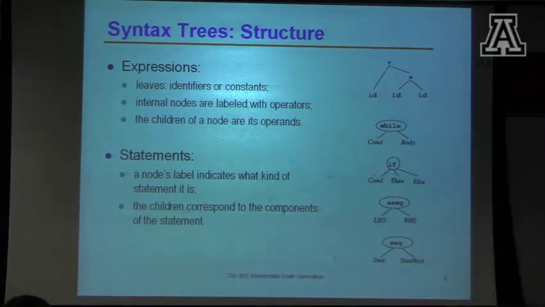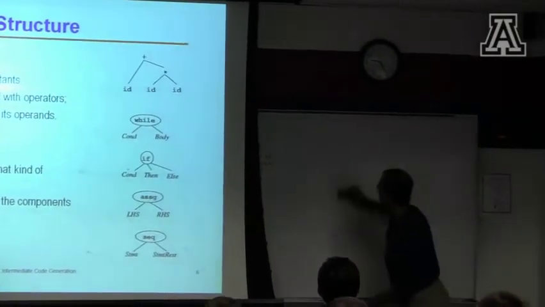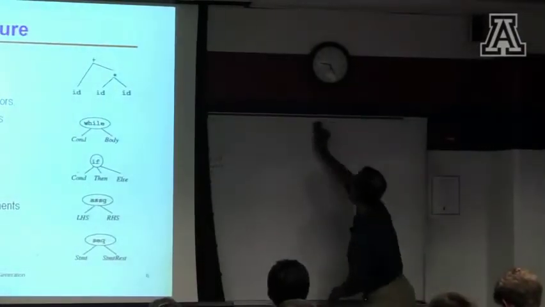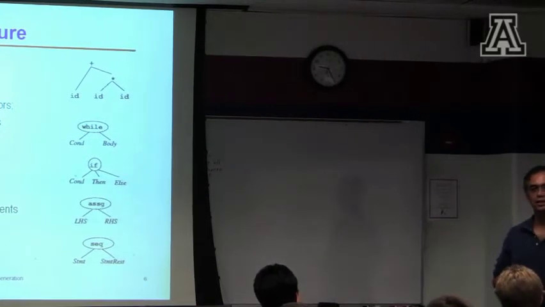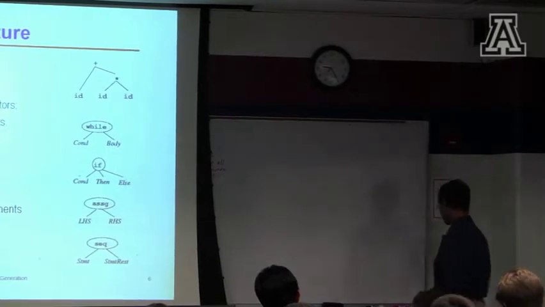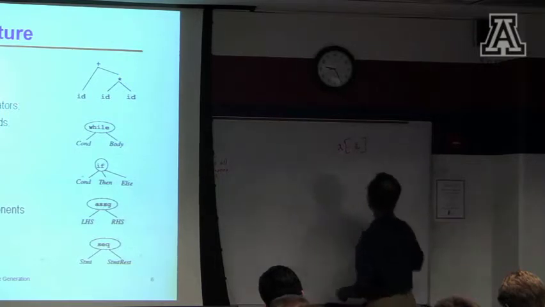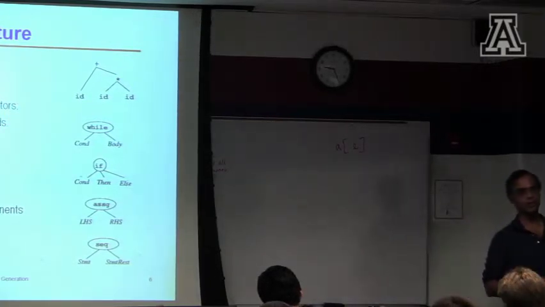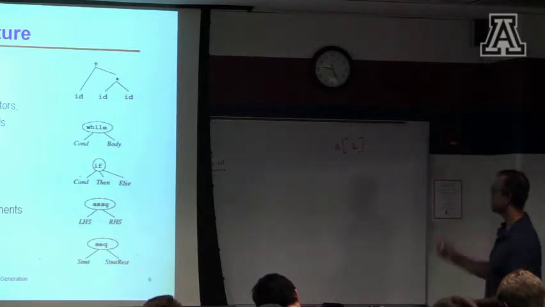So, question for you. Let's go with this idea that an internal node represents some computation, and the children of that node represent what that computation is applied to. Suppose I have an array reference, A subscript E. This is an expression, because I can use it as part of an expression for, say, addition or multiplication. What should the syntax tree for this look like?